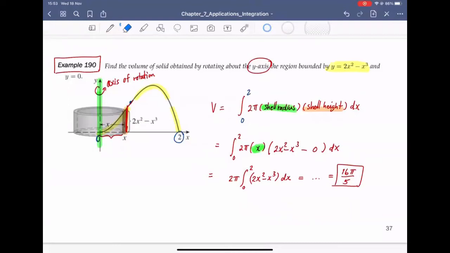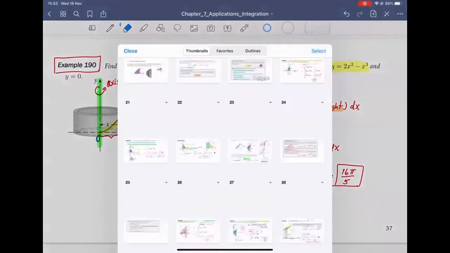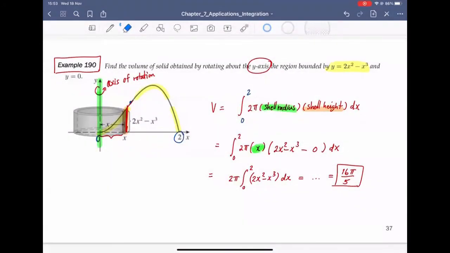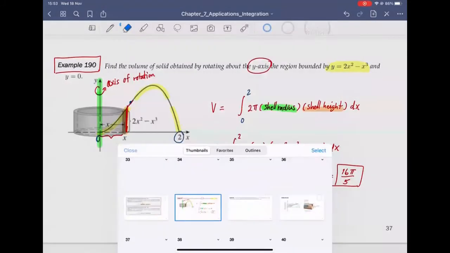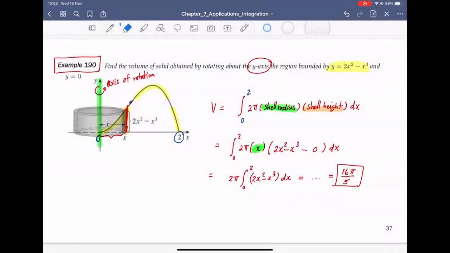All right, any general question about the shell method? Anything? Let's see how many examples we have of the shell method. I think we have three examples, so we're going to keep going. And after we're done with all the examples with the shell method, we're going to stop. Then next Monday, we're going to continue with arc length and improper integrals.